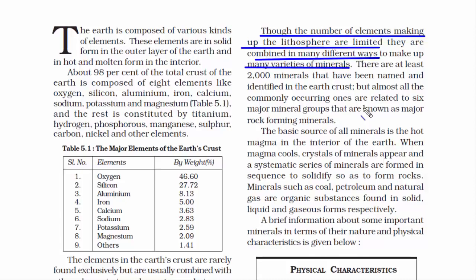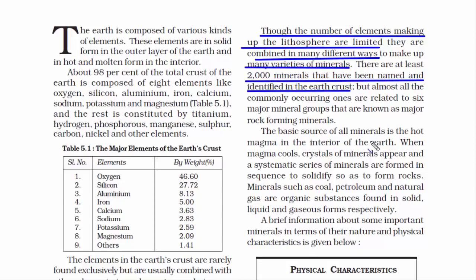Let me give you an example. You have heard of this mineral called magnetite, right? It is one of the oxides of iron. And if you look at its chemical formula, it's Fe3O4, meaning it has iron and oxygen elements in a certain ratio. So this is what I meant when I said elements are limited, but these limited elements combine in different ways to form minerals. So far we have around 2000 minerals that are known and identified in the earth crust.